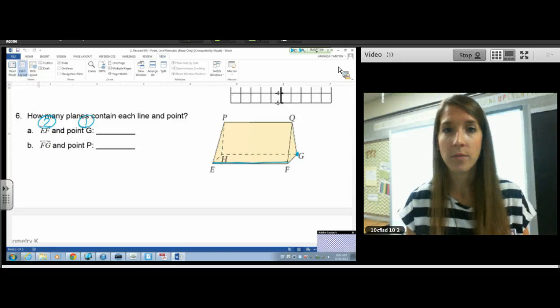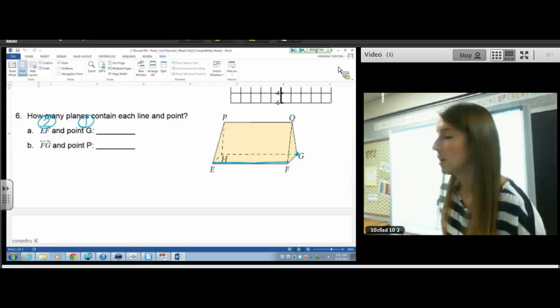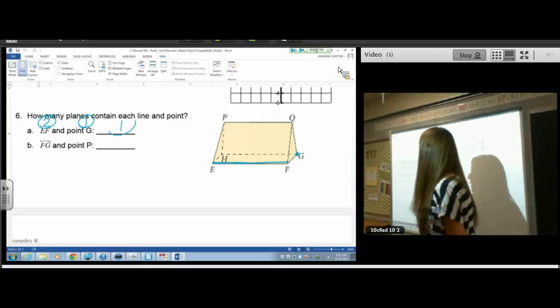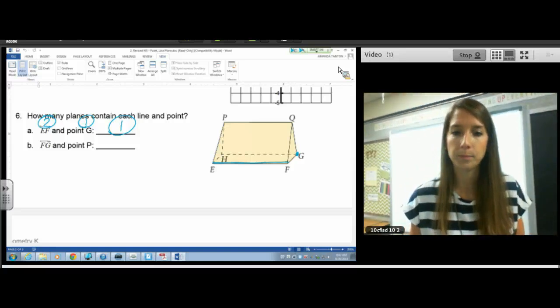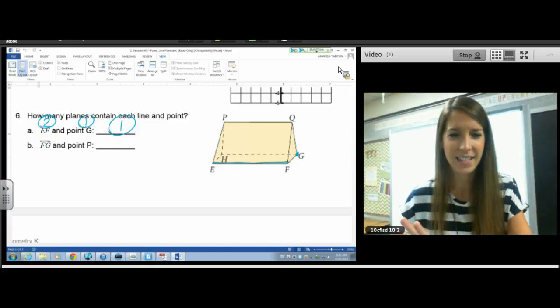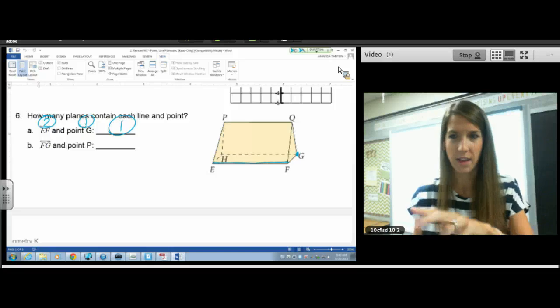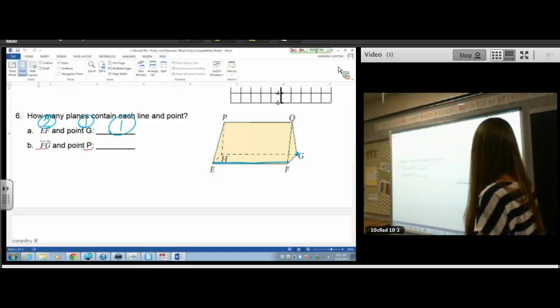Let me say that again. When you have 3 points, you have a unique plane, unless they're collinear. So once I know that they're not collinear, my answer is 1. I don't need to investigate any further. 3 points equals a unique plane. If I said something else, I'm sorry. Plane. Yes, plane. Okay. Line FG and point P.